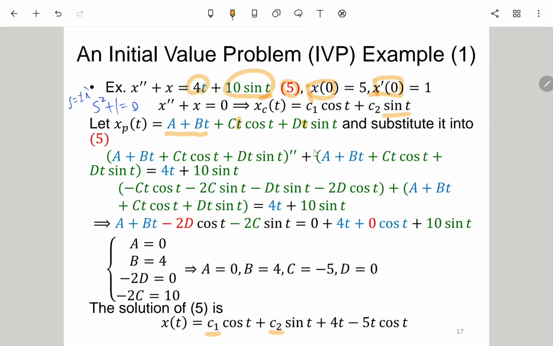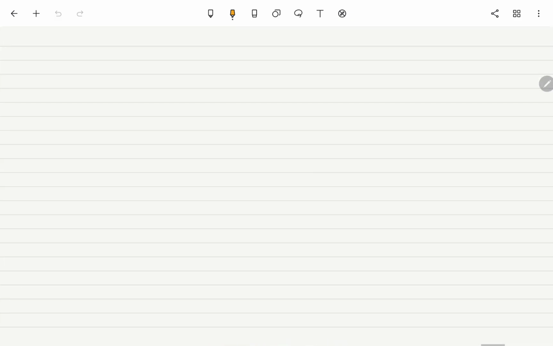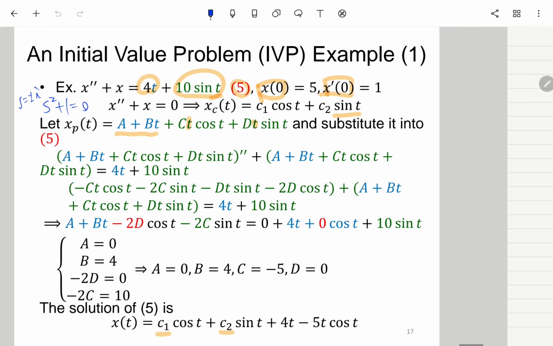So actually, if you are confident enough, you can do it in one shot. Xp of t, the whole thing, you plug into the left side and then compute it directly. If you feel it is too complicated, actually you can solve it one by one. What I mean is that here what you have is x double prime plus x equals 4t plus 10 sine of t.